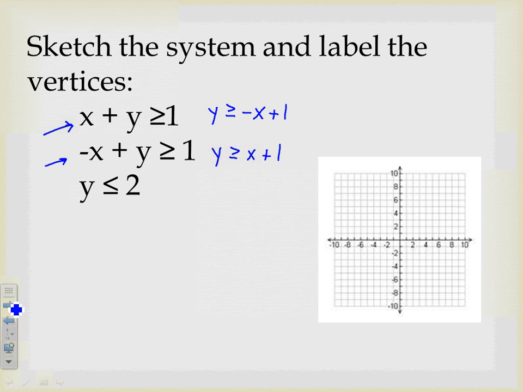All right, so my first line up there has an intercept of 1 and a slope of negative 1. So at 1, I'll put a dot. And from there, I'm going to go down 1, right 1. My symbol is greater than or equal to, so that's going to make a solid line.